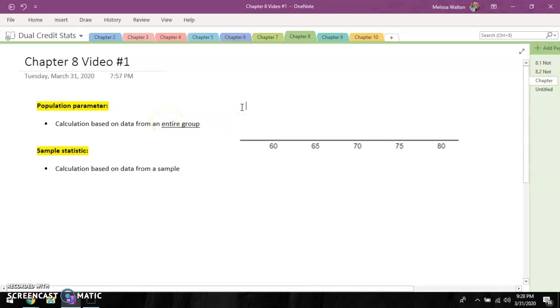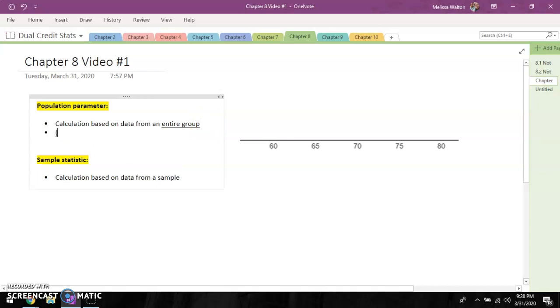A lot of our US Census data, we're going to be able to calculate parameters because we have data from every single person, hopefully, in the United States based off of that census. So that is a population parameter.